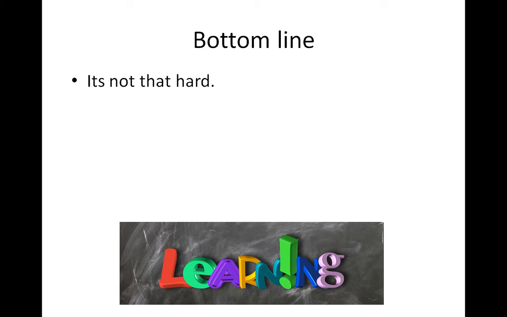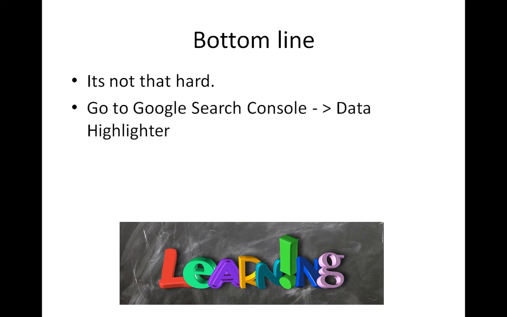All you're doing is highlighting. It's called data highlighting, and that's literally all you do. When you're actually in the interface, you'll see what I'm talking about. You literally just highlight things. I wish I could show this, but again, I just don't have a non-confidential source to log into Google Search Console with. So you're just going to go to Google Search Console, Data Highlighter. That's really all it is.